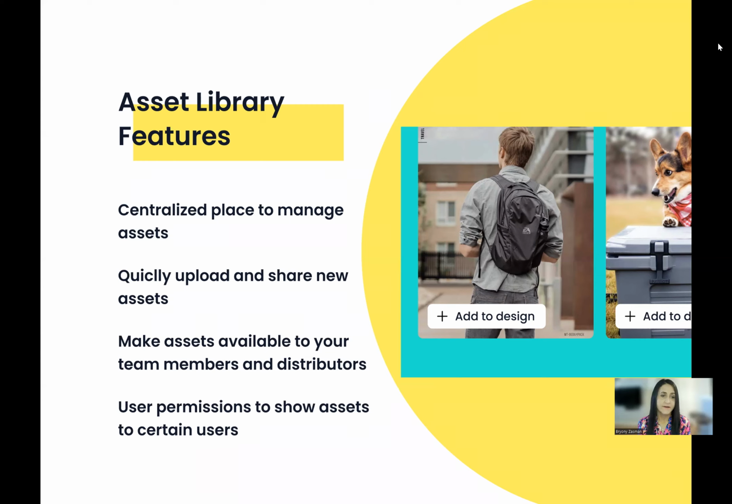You can make assets available to your team members and distributors, and you can use permissions to show certain assets to certain users. What this means is if you wanted to create a library of all your distributor logos, for example, you can make them available only to your team members so that distributors don't have access to those. Or if you had a library of lifestyle shots you wanted available to everybody, you would change the permissions to make sure they're publicly available.